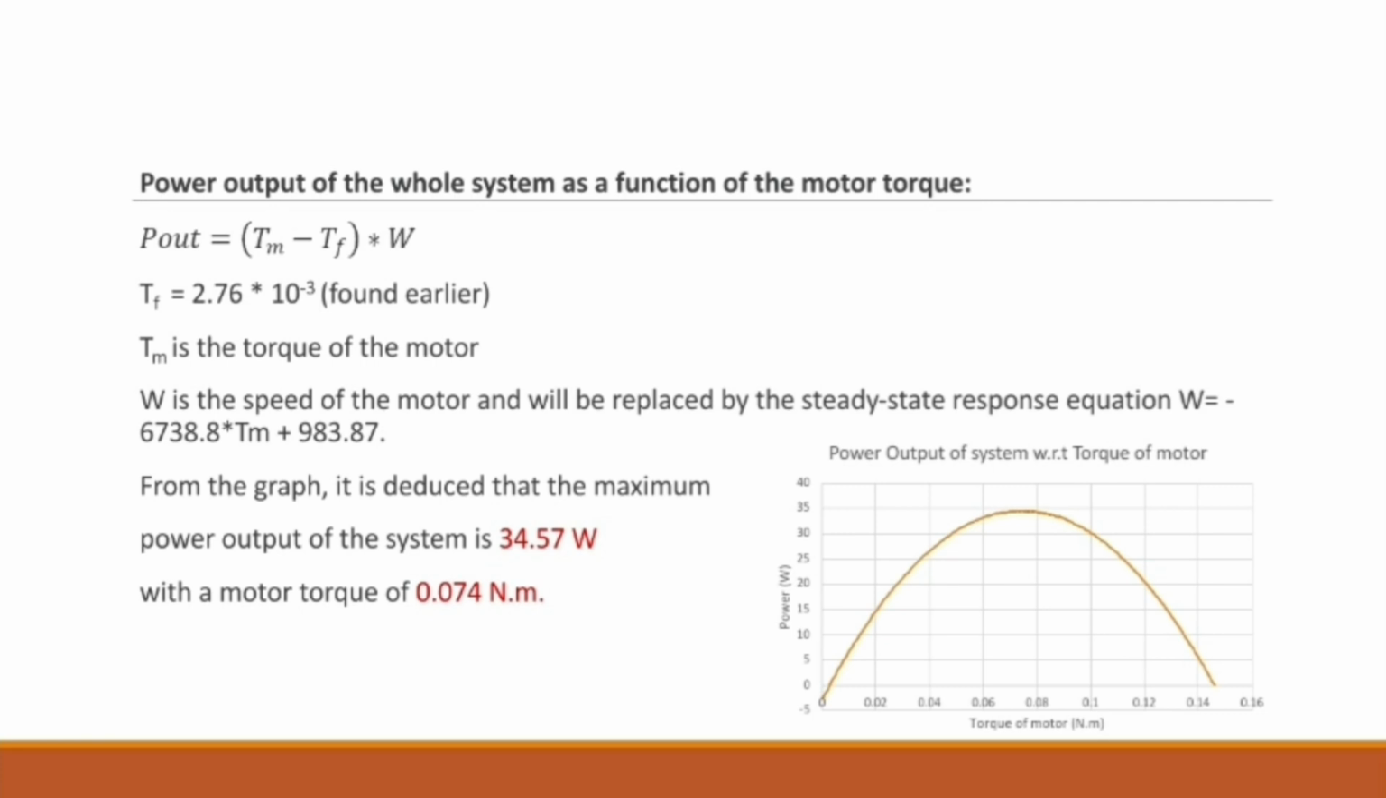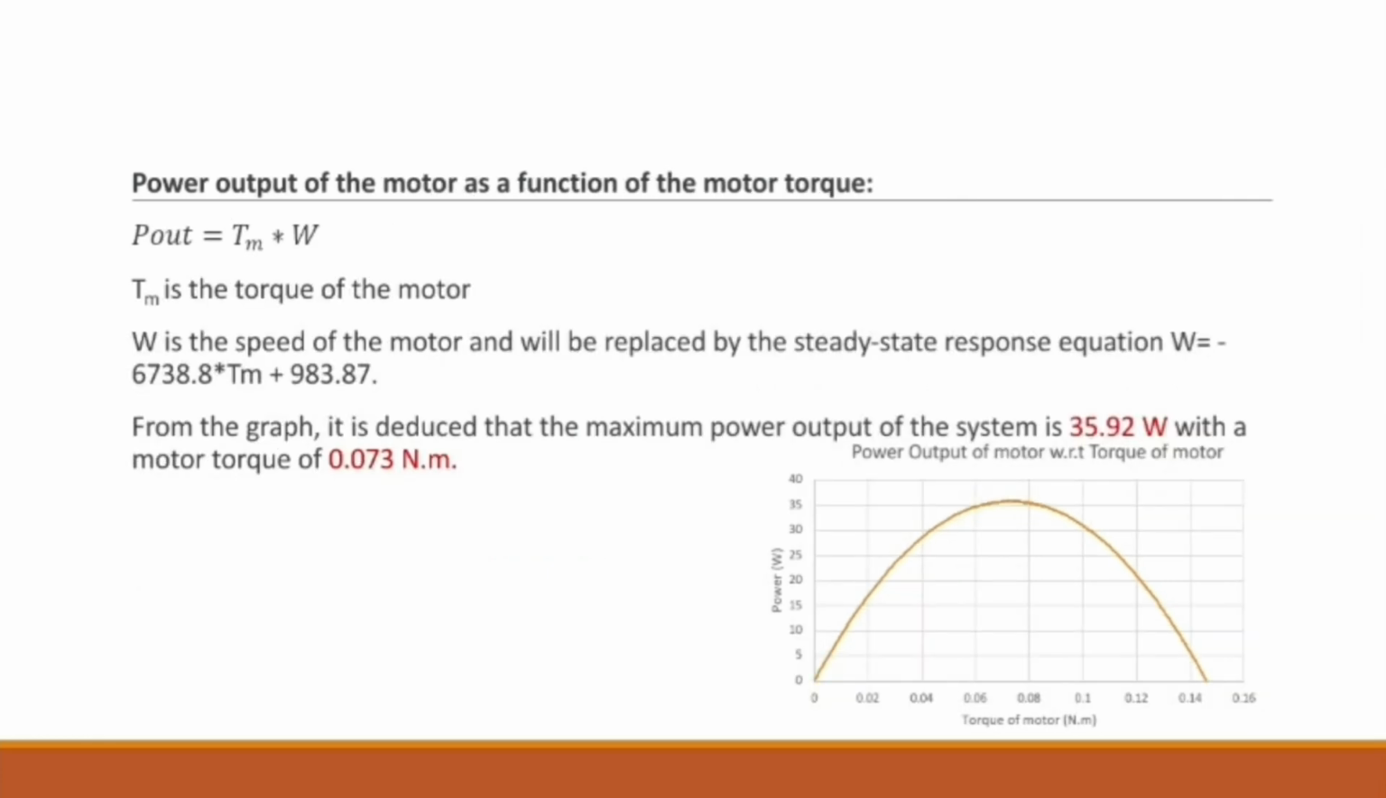For the power output of the whole system as a function of the motor torque, we get from the following graph a maximum power output of 34.57 watts and a motor torque of 0.074 Newton meter. Next, the motor power as a function of motor torque. From this graph, we get a maximum power output of the system of 35.92 watts with a motor torque of 0.073 Newton meter.